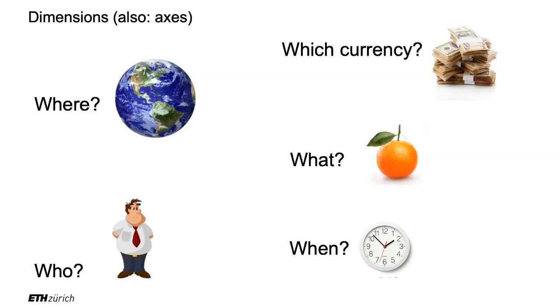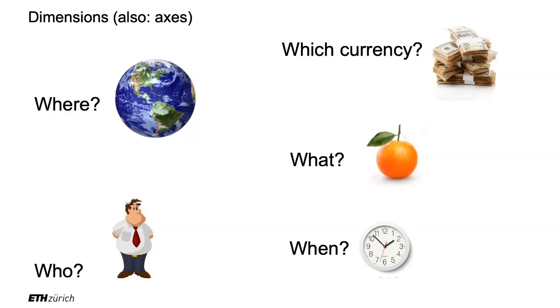Then you have who, for example, you have a team of salespeople and you want to see who has sold how much, right? So the teams and so on. So that can be who. Which currency, US dollars, euros, and so on and so on, right? So all the currency, that's another dimension.